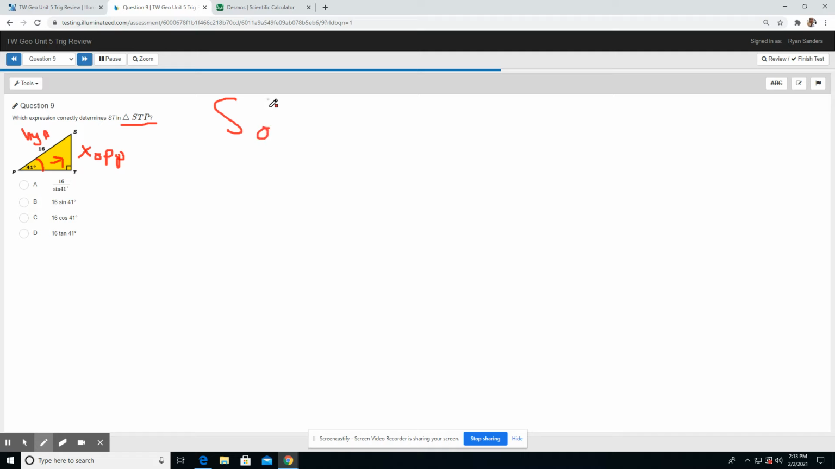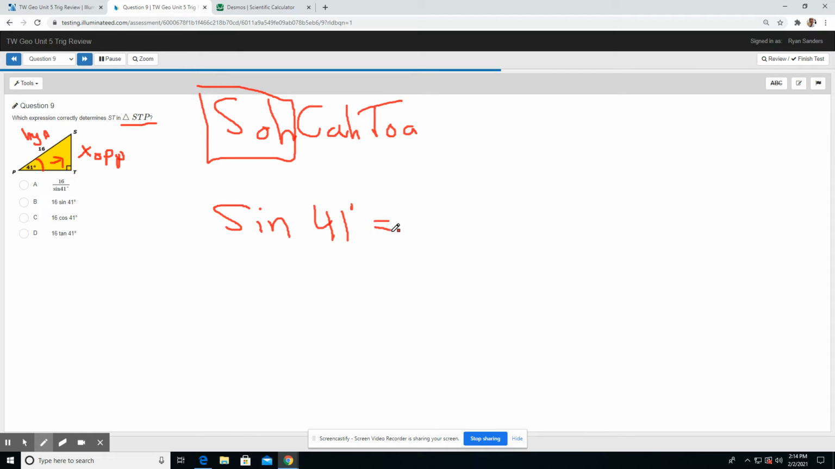And SOHCAHTOA. Which of these has opposite and hypotenuse in it? Opposite and hypotenuse. There it is right there. That's our sine of 41 degrees is equal to opposite over hypotenuse. Opposite is, I'm calling it X. They're calling it ST. Hypotenuse is 16.